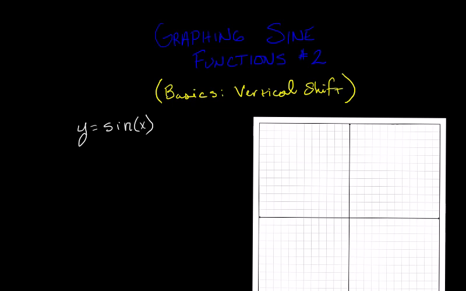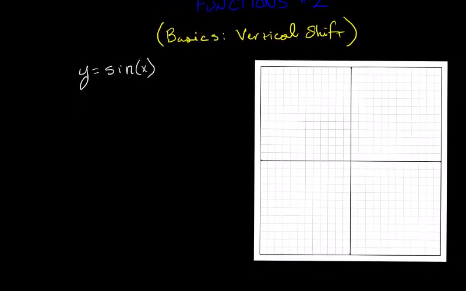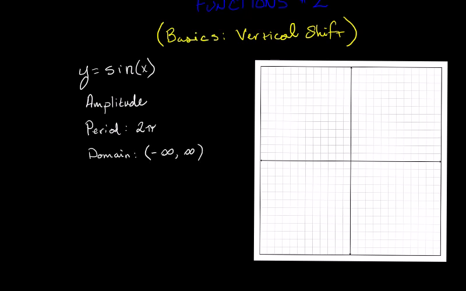function there. But just as a quick refresher, remember that a sine function has amplitude, and the amplitude is how high the graph goes and how low the graph goes from the middle line, and it also has a period of 2 pi, and I'll make a video on period changes. It also has a domain, right, of all real numbers, so from negative infinity to infinity on the x-axis.